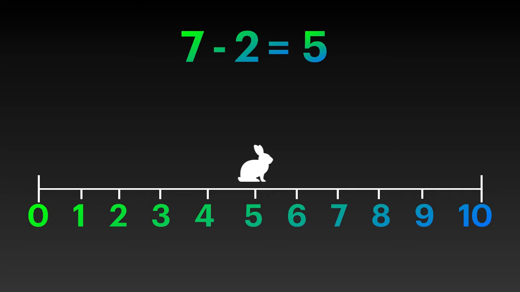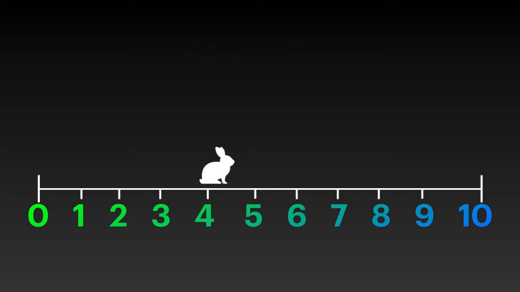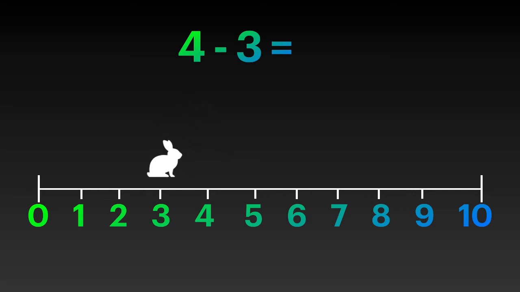Let's have a look at another sum. So this sum is 4 take away 3. And the rabbit is already at the number 4, so let's point at the rabbit and jump back with him to go and find our answer. We're going to go back 3 spaces. 1, 2, 3. So 4 take away 3 must make 1.